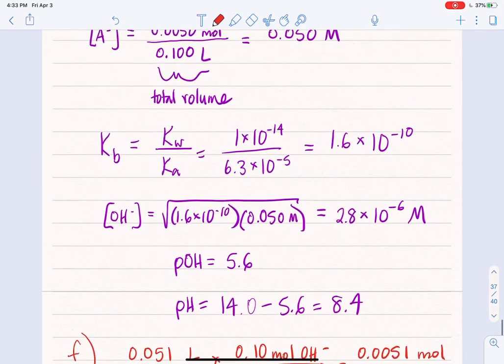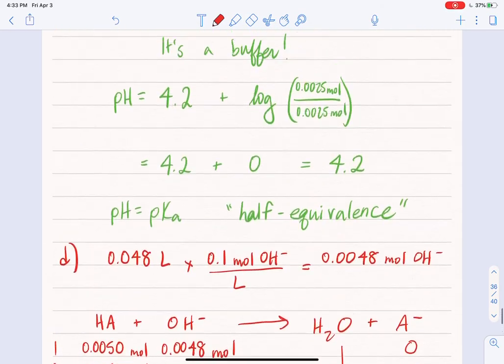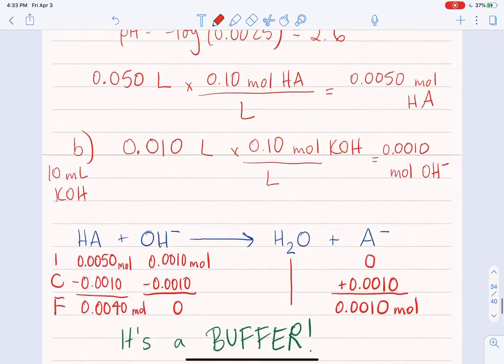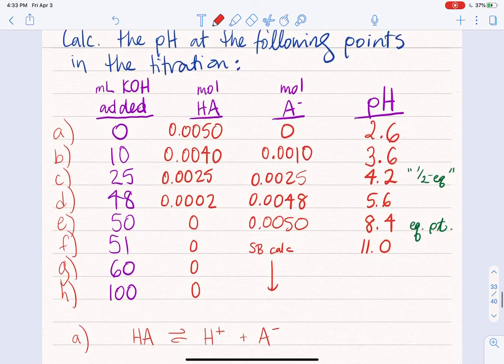Plugging those values in to our data chart. Wow, we've done a lot. I get a pH of 12. You can do the exact same calculation for 100 milliliters of KOH. If you do that, you'll find that you have in excess of 0.005 moles of hydroxide, and you can put that over the new total volume, which in this case would be 100 plus 50, so 0.150 liters. And that will give you a pH of 12.5.